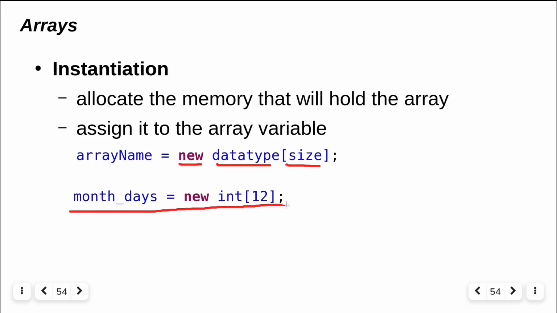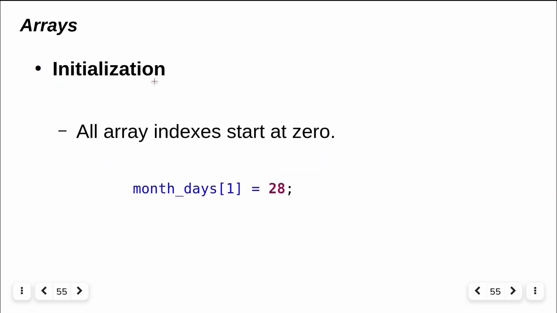Here, this statement will allocate memory for 12 elements of an array of integers and assign them to this variable month days. The allocation of memory and assigning it to the array variable is called instantiation of the array. Once we have allocated an array, we can access a specific element in that array by specifying its index within the square brackets. In Java, array indexes start with 0. For example, this statement will assign the value 28 to the second element of the month days array.